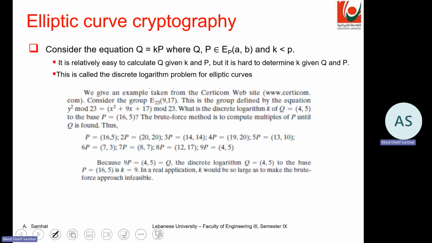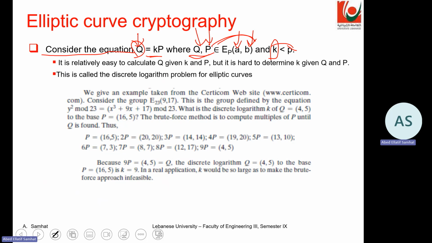How can we use them in elliptic curve cryptography? Why are we using those arithmetic equations in cryptography? So we say consider the equation Q equals K times P, which means that Q is the point that we obtain after multiplying P K times. In this case, Q and P are two points belonging to the group we are working with, with parameters A and B and with the prime number P, and K, the multiplicative number, is less than P.